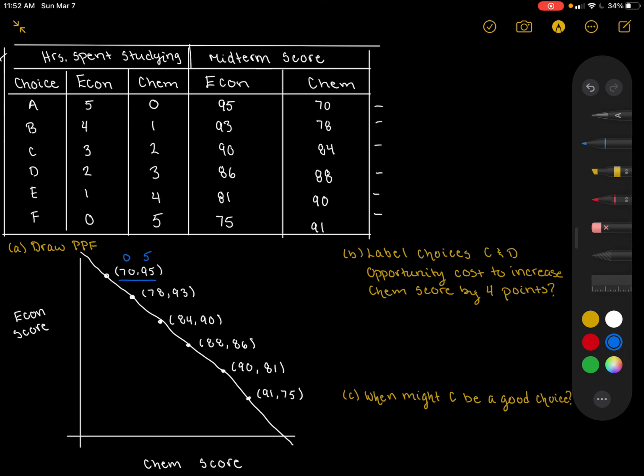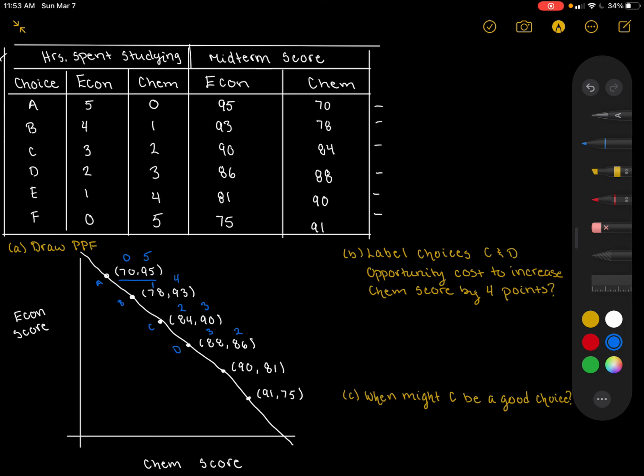Our choice B, so this was choice A, we have choice B now, where a score of 78 on the chemistry one was achieved with 1 hour of studying, and 93 on the econ was 4 hours of studying. And we could just keep going if we would like, filling this out just for our visual representation of it. Looks like here econ got a 90 with 3 hours of studying, and chemistry got 84 with just 2 hours of studying. Part D here, we had 3 hours of studying and 2 hours of studying.